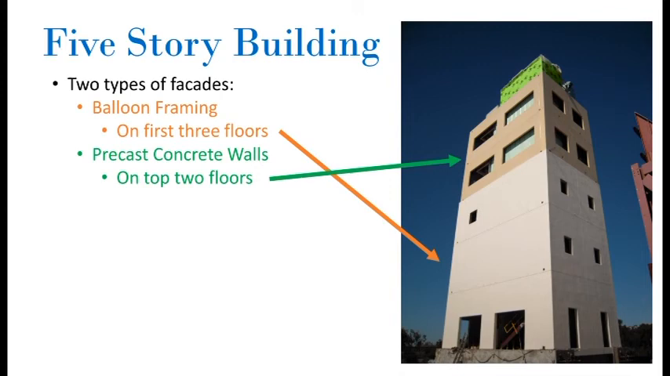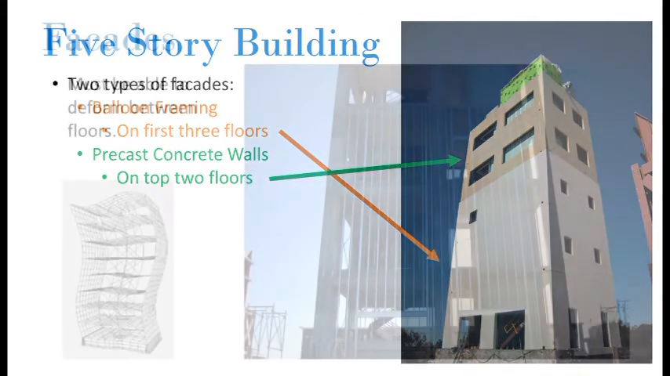A 5-story building fully equipped with structural and non-structural components was tested on the NEES shake table. The architectural envelope of the building consisted of 2 different types of facade systems in order to test how the different types of systems performed under seismic forces. The first 3 floors were fitted with balloon framing, while the 2 top floors consisted of precast walls. An introduction to these 2 facade systems and their installation procedure will be described in this video.